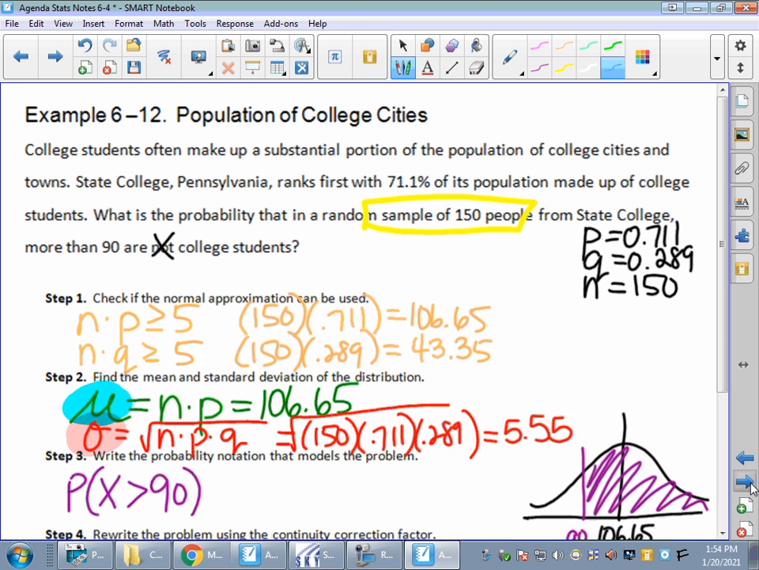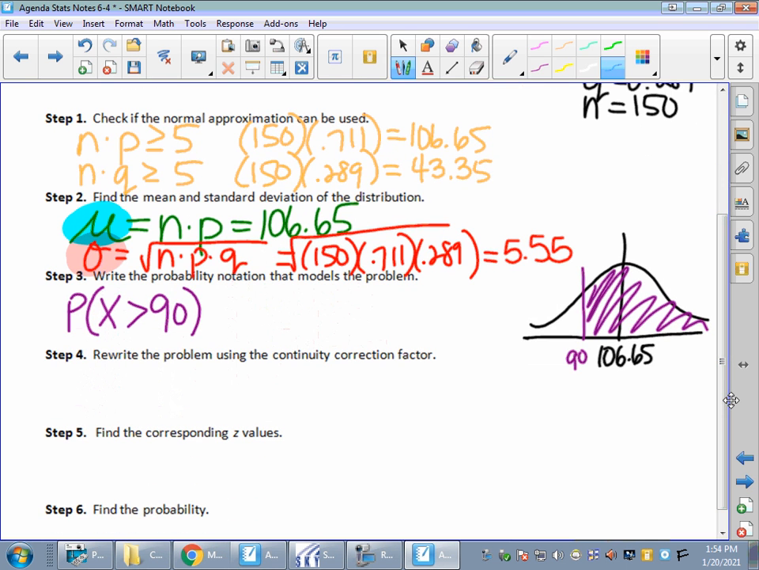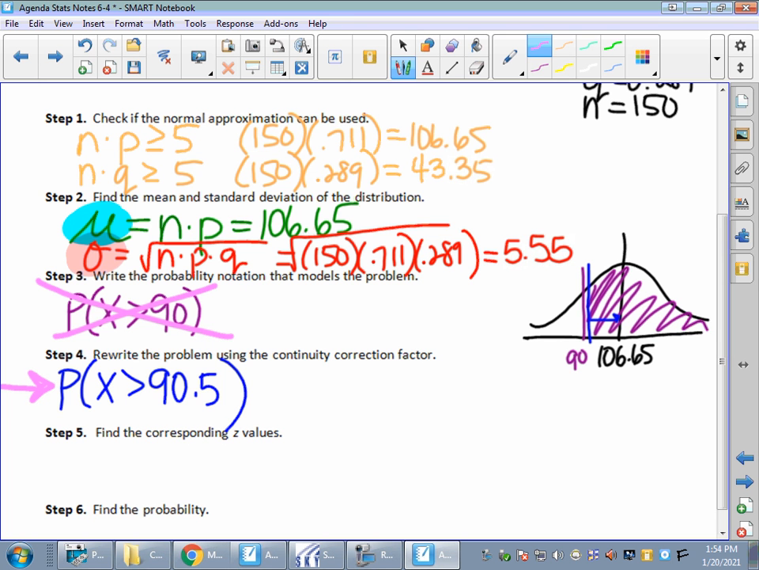Let me scooch back. Because it's greater than, really, all these things would round back to 90, right? So we're still including those values in there. So we said this is actually the probability that x is greater than 90.5. At this point, step 3 becomes obsolete. I use my numbers from step 4 in my calculation.